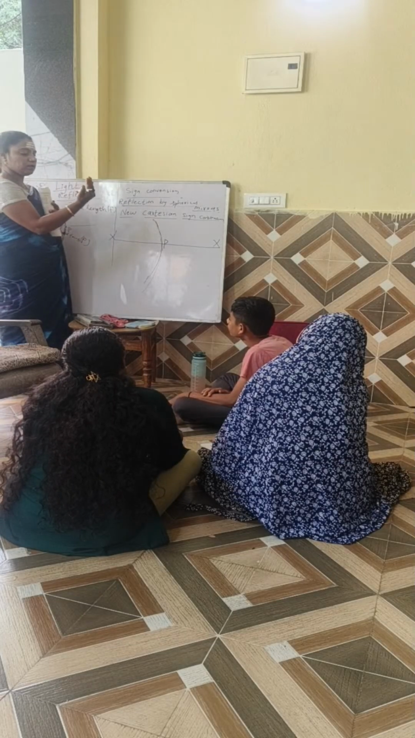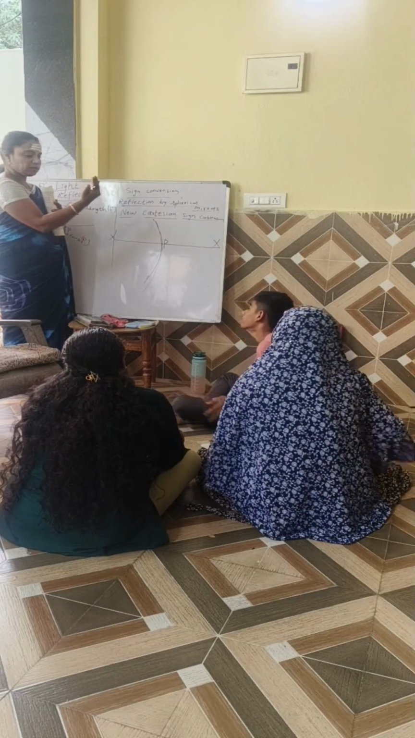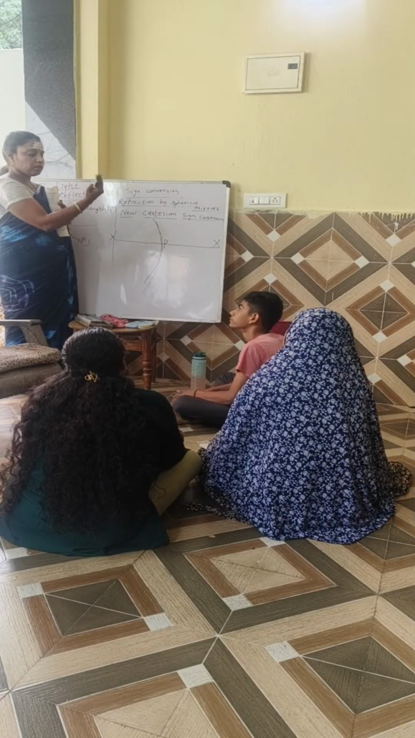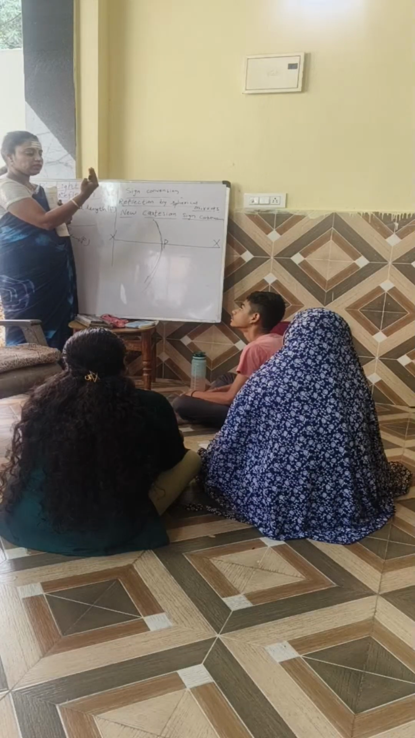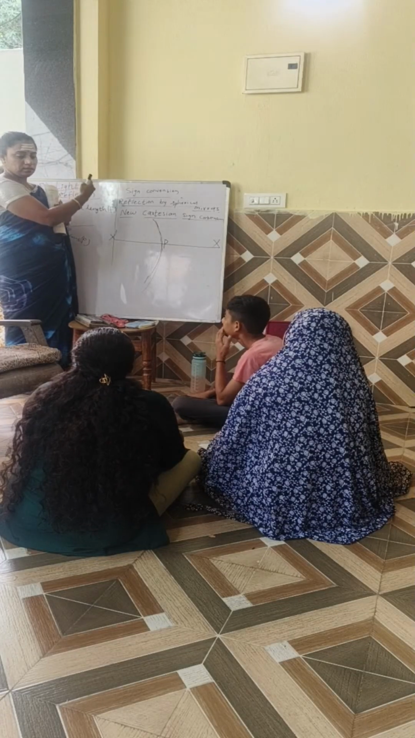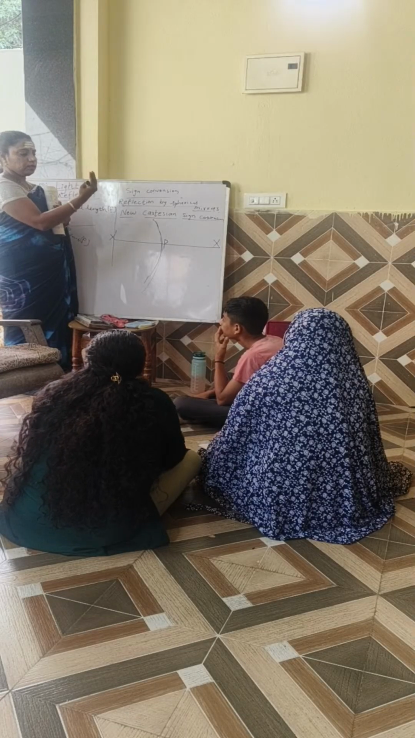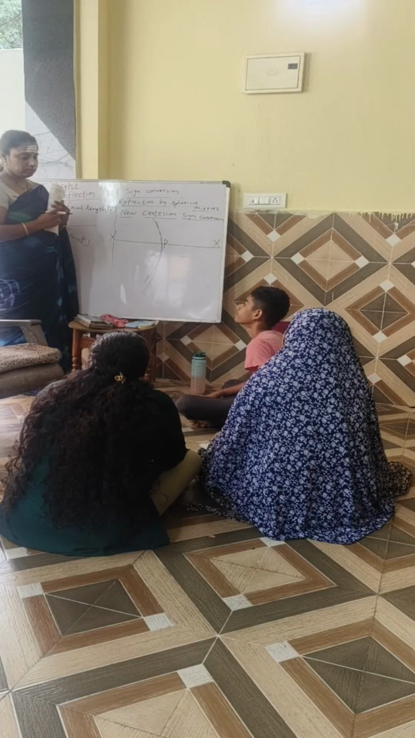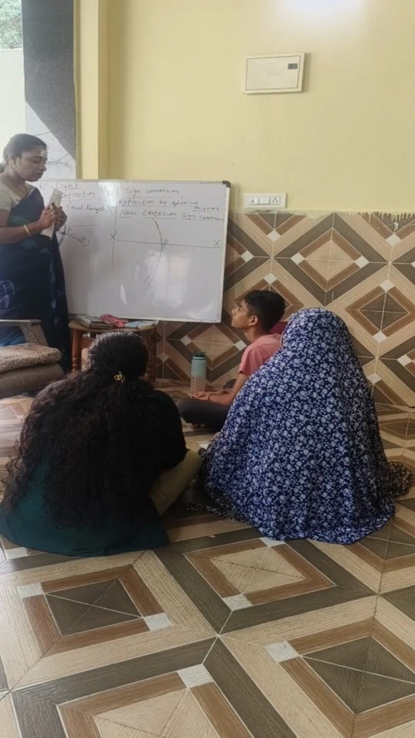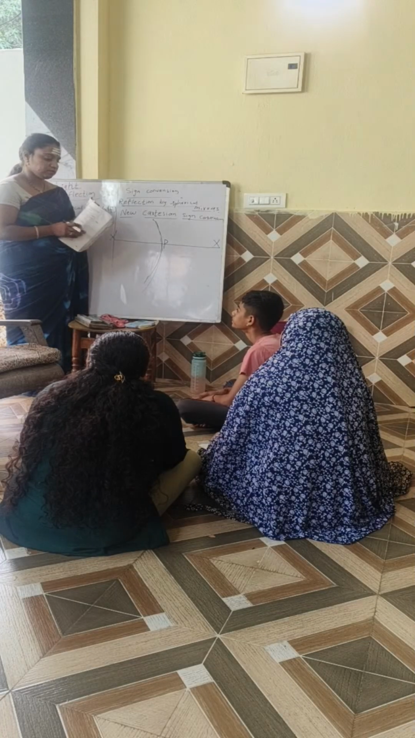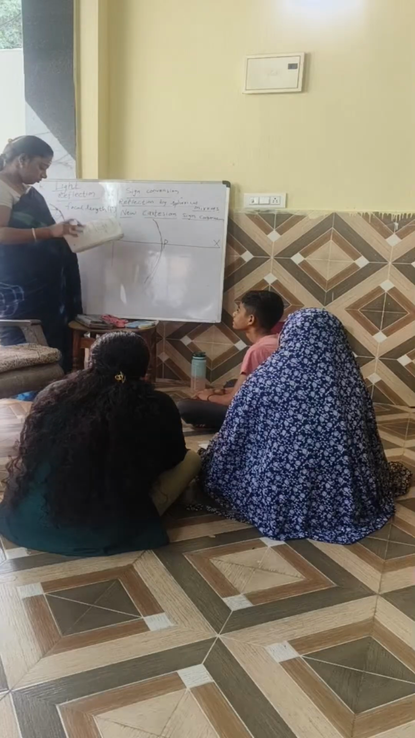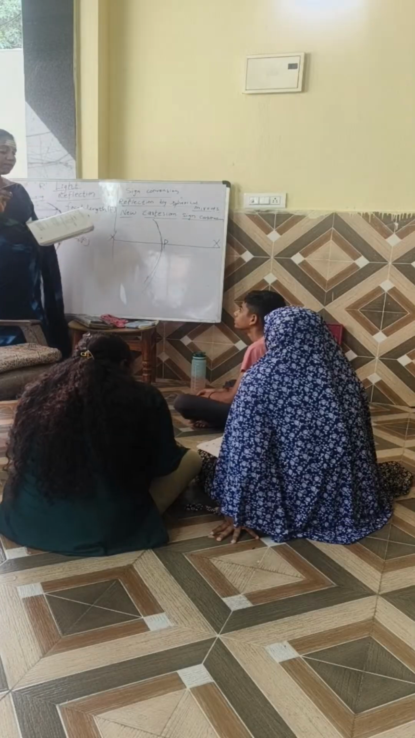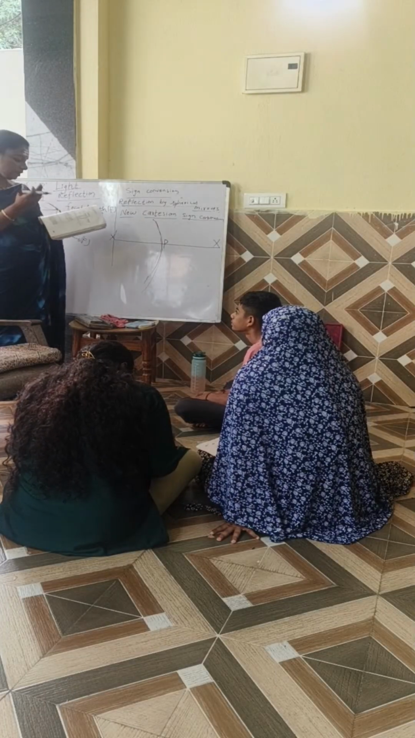Suppose I am keeping this mirror here, in front of me. The left side of this mirror means this side. You should always keep the object on the left side of the mirror. That is rule number one. What is rule number one? The object is always placed on the left side of the mirror.